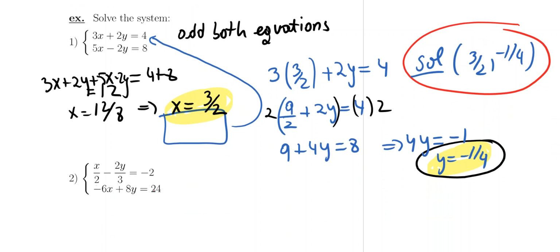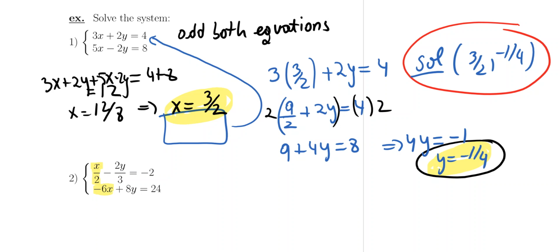Alright, so now let's solve this system by elimination. So first decide which variable you want to eliminate. So we eliminated y in the first system. Let's eliminate x. So we're going to look at x. x is over 2 in here and the -6x. So what do I need to multiply x over 2 to get 6x out? Because if I have 6x and I add it to -6x, I eliminate x.